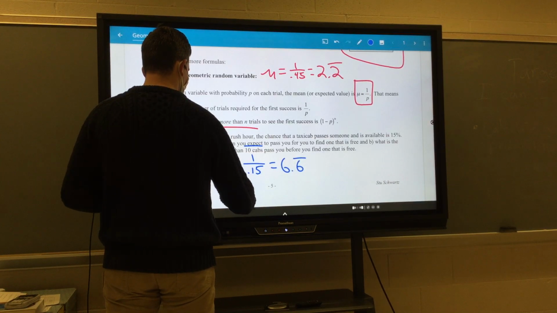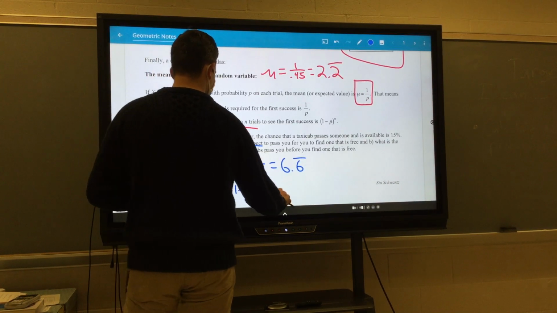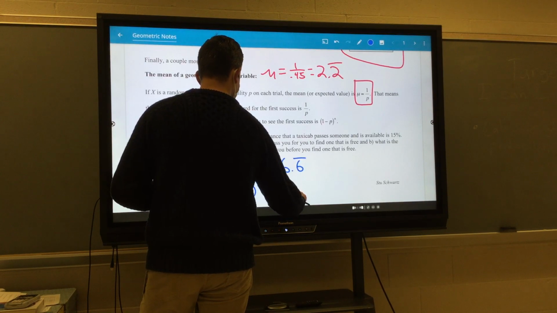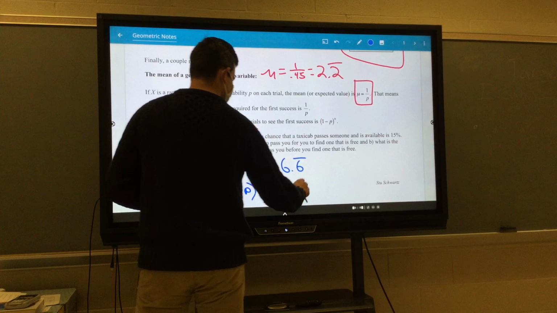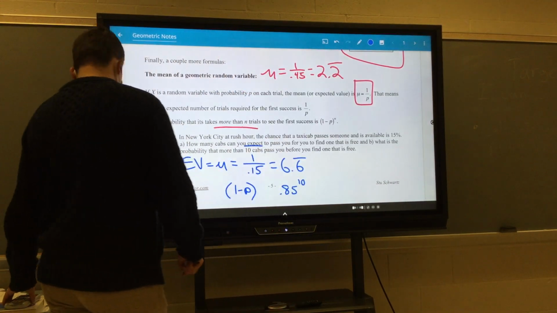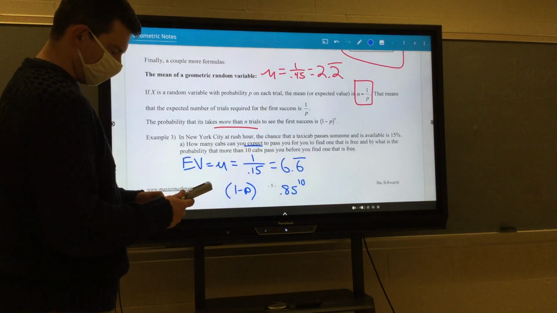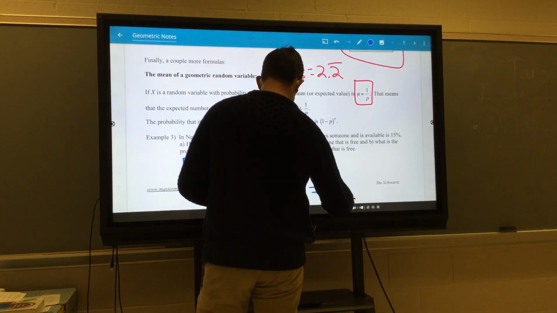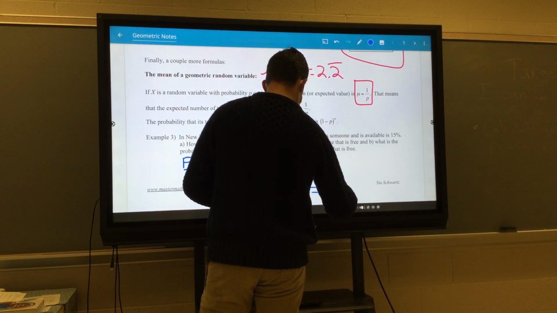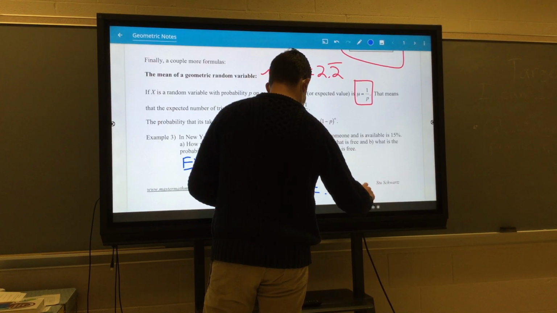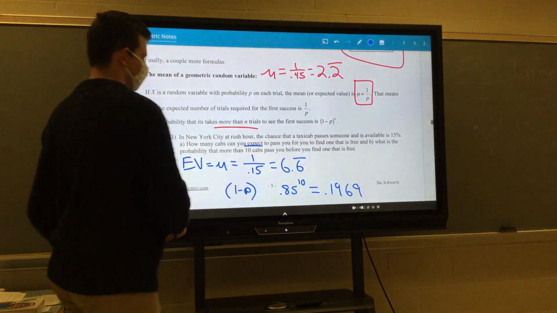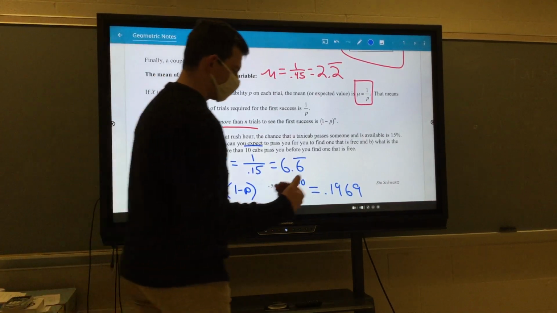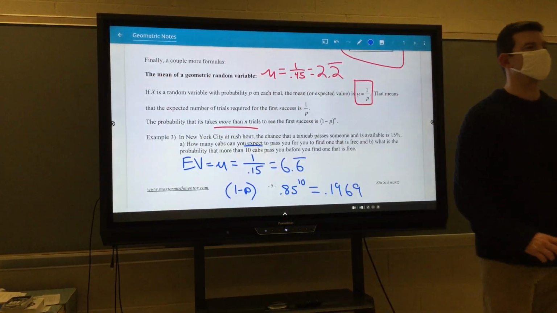1 minus p, in this case, 1 minus 0.15 gives us 0.85 raised to the 10th power. 0.85 raised to the 10th, 0.1969. Almost a 20% chance that there will be 10 cabs in a row that go by that are all occupied.